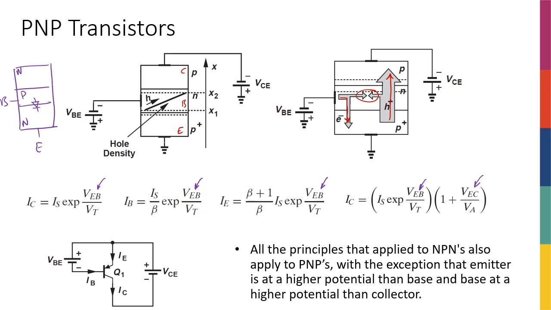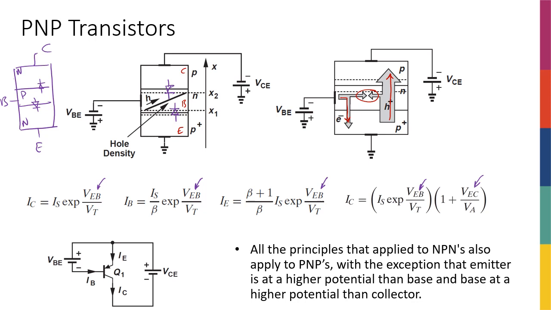Now, for the PNP, emitter is the p-type and base is the n-type, so my diode is actually in this direction. That's why the emitter should have a bigger voltage than the base. Similarly, when I was making the collector-base diode reverse biased in the NPN, I made sure that the collector has a bigger voltage than the base. Now it's the other way around, right? This time the diode is in this way, so to make it reverse biased, the base has to have a bigger voltage than the collector.